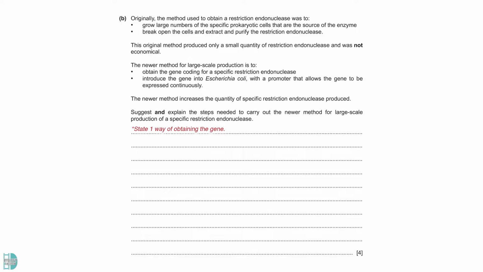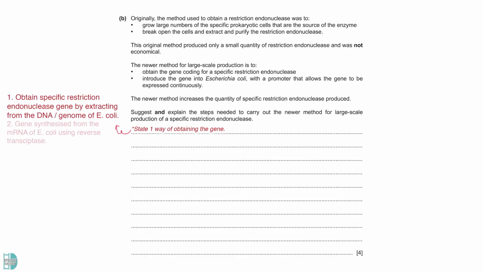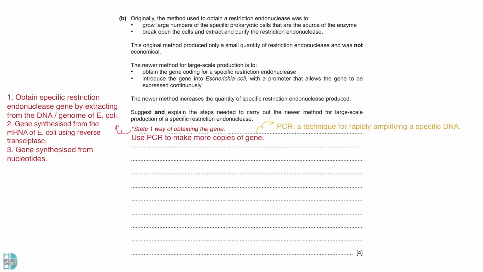There are several ways to get the gene. You can extract the DNA from E. coli. You can also obtain the mRNA from the bacteria and use reverse transcriptase to synthesize the cDNA. Another way is to make a synthetic gene using nucleotides. Then, PCR will be used to make more copies of the gene. PCR stands for polymerase chain reaction. It is a technique for rapidly amplifying a specific DNA.